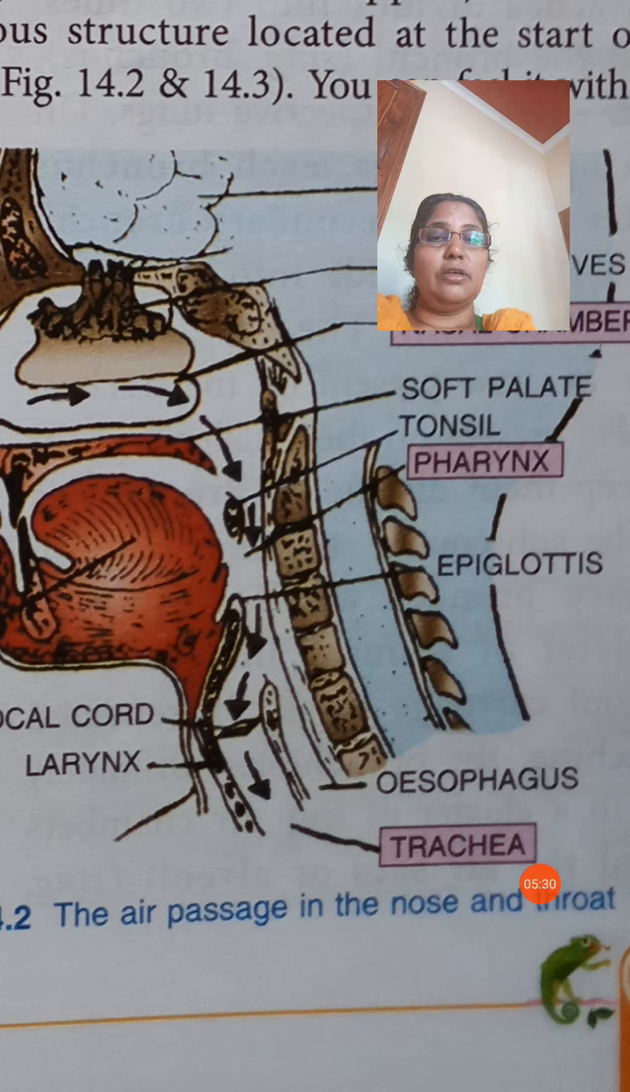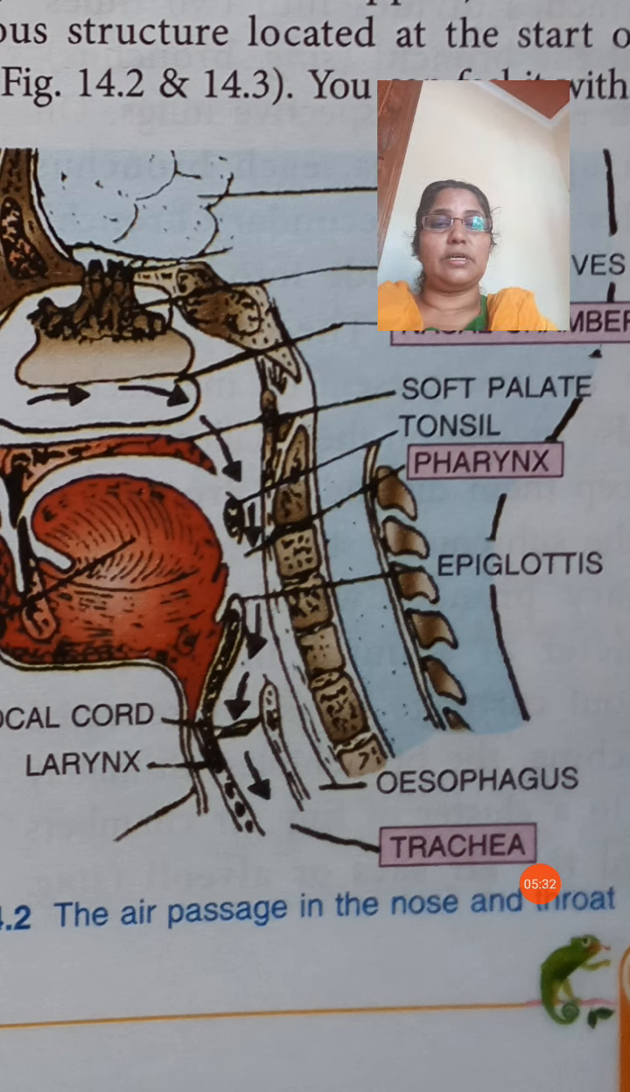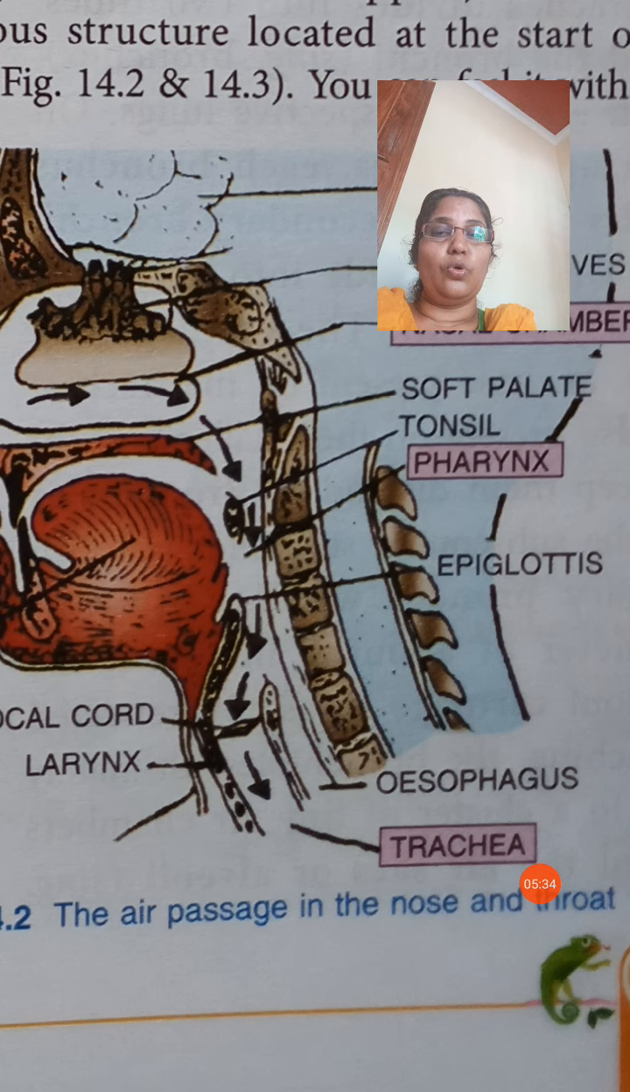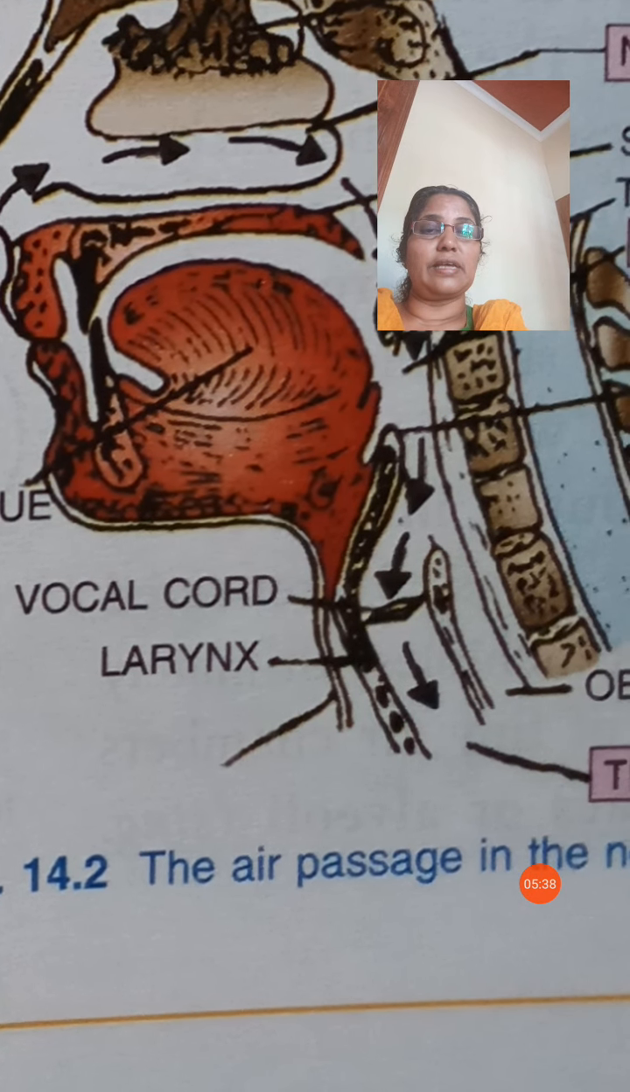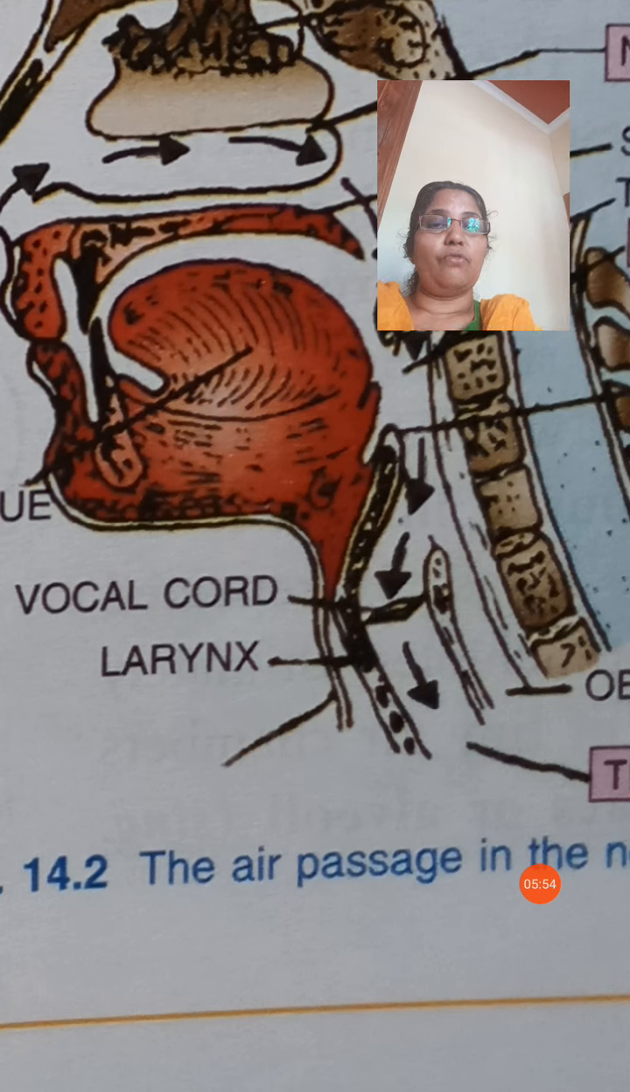Epiglottis is a particular structure that will close the windpipe. You can see the larynx at the upper portion of the windpipe. Here in the male, in the larynx there is a vocal cord. When air passes through the vocal cord, it vibrates. The vocal cords are particular cartilaginous foldings.